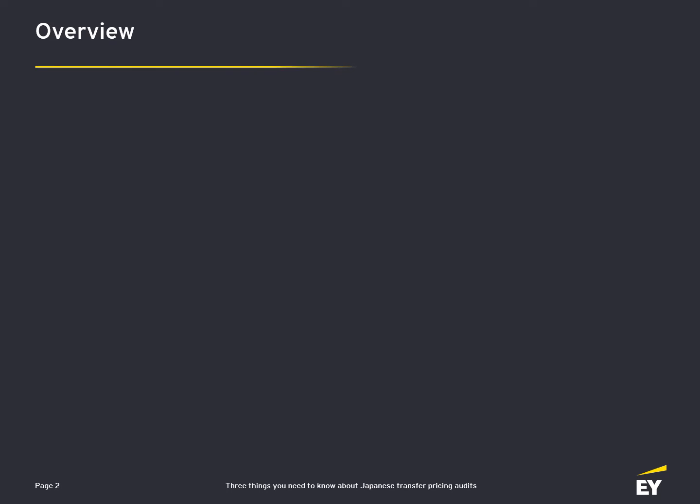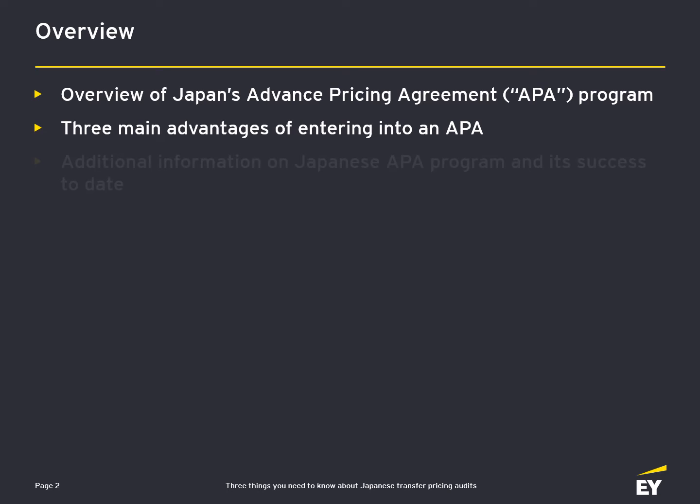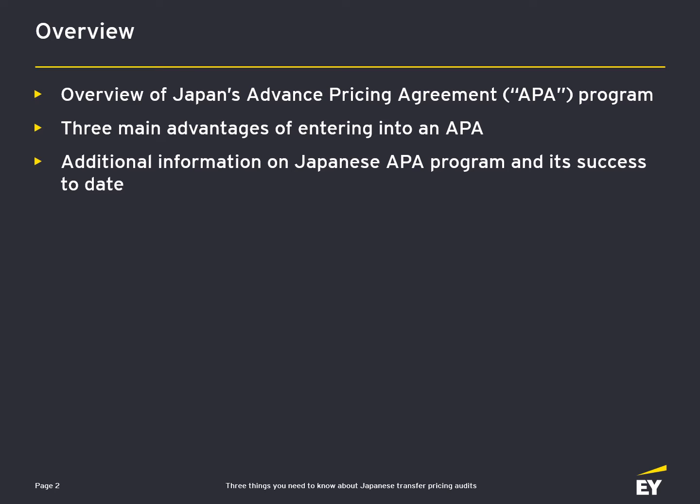In this video, firstly I will provide an overview of Japan's advanced pricing agreements program. Please note that many people use the word arrangement instead of agreement and it is commonly abbreviated to APA. Secondly, I will explain three main advantages for doing an APA based on our experience of working with many companies investing in Japan. Finally, I will give some more information on the Japanese APA program and its success to date.